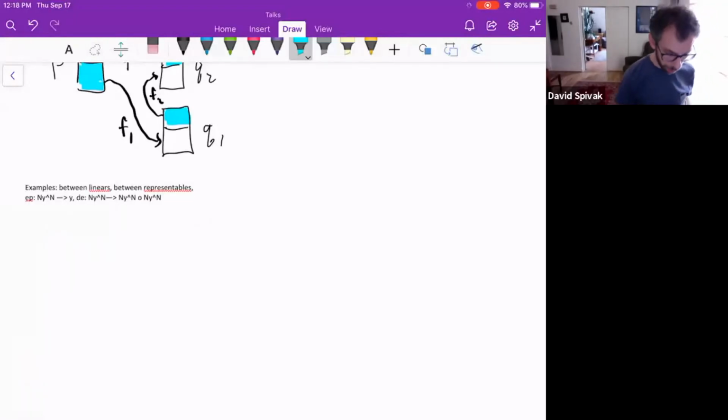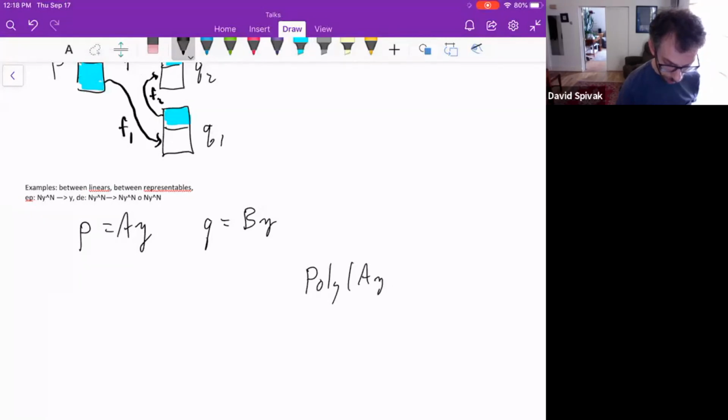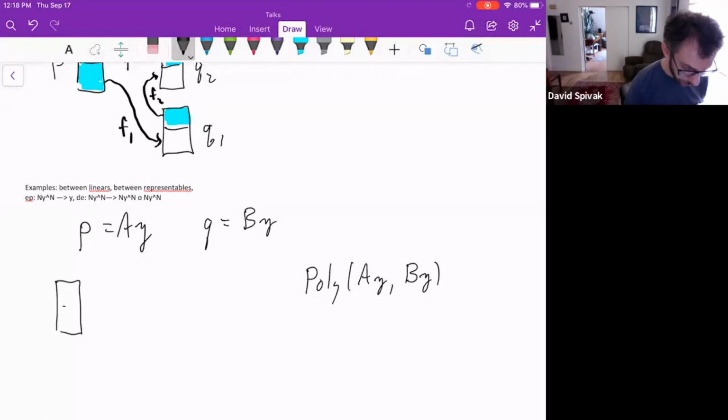So let's say you have a map between linear polynomials. Let's say P is AY for a set A, and Q is BY for a set B. Maybe you already know what the polynomial maps from AY to BY are, what all the natural transformations from the functor that takes a set and multiplies it by A to the functor that takes a set and multiplies it by B. But here's how it would look in polybox notation.